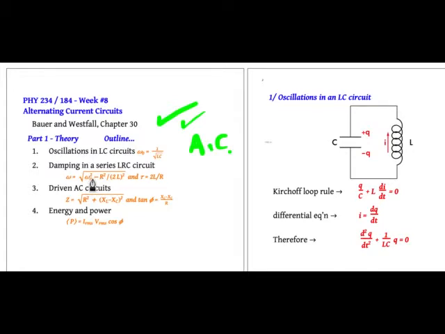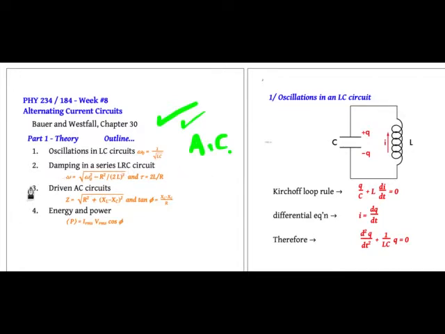More importantly, there'll be exponential decay from the resistance. The resistor dissipates energy. So the oscillations in an LC circuit have constant energy, but the oscillations in an LRC circuit are decreasing because the energy is lost from resistance.